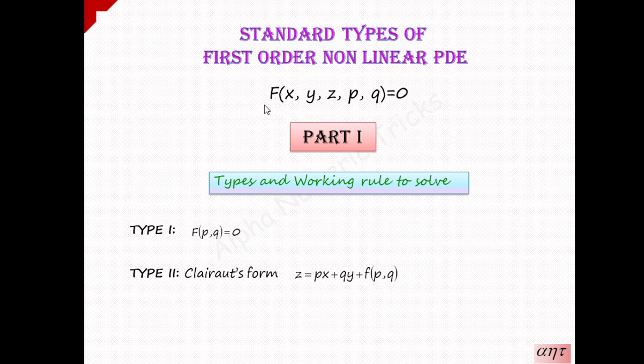Now we are going to see the standard types of first order nonlinear partial differential equations, which are of the form f of x comma y comma z comma p comma q is equal to 0. In this video, we are going to see the working rule to solve two types of equations, namely f of p comma q is equal to 0 and the Clairaut's form z is equal to px plus qy plus f of p comma q. Now let us see the video.